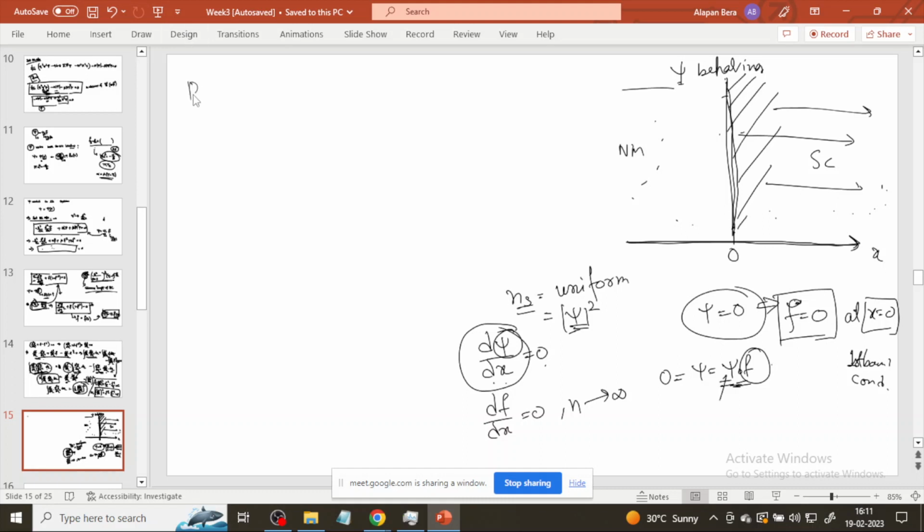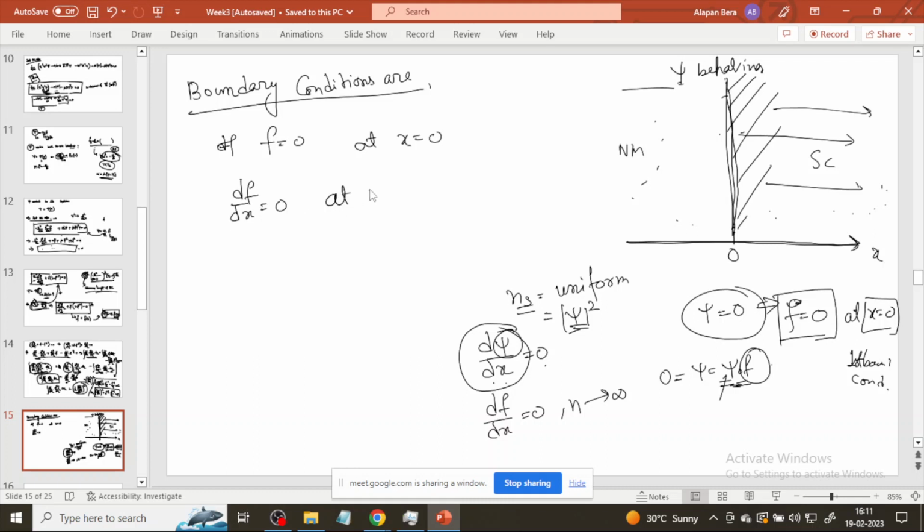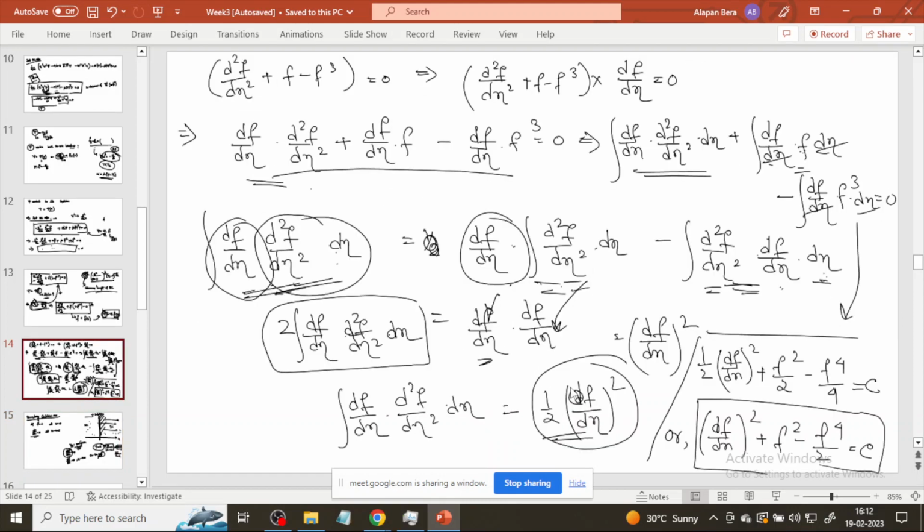Now we have got our boundary conditions. Our boundary conditions are: f is 0 at x equal to 0, and df/dx is 0 as x tends to infinity. Now we have to apply these two boundary conditions to this equation to solve it.